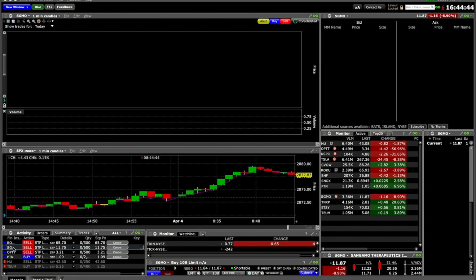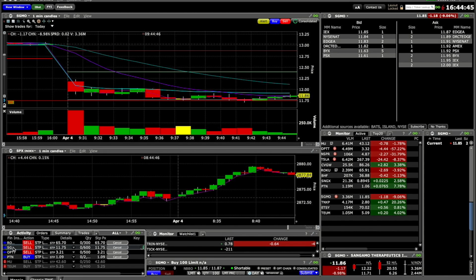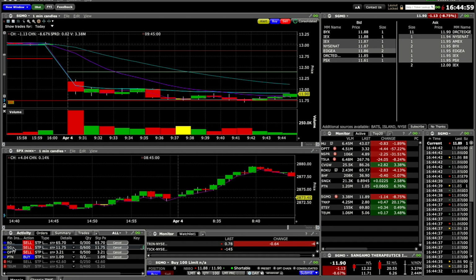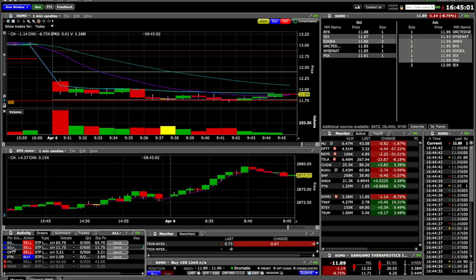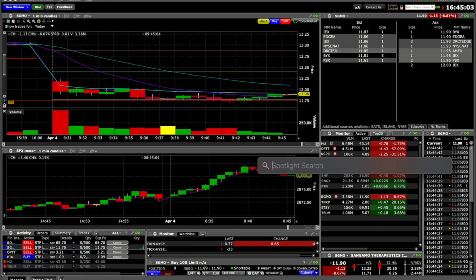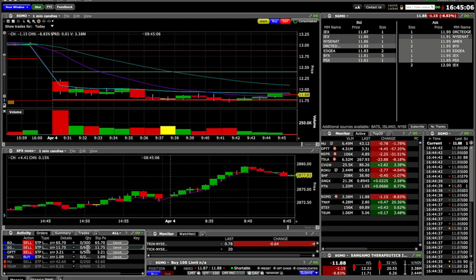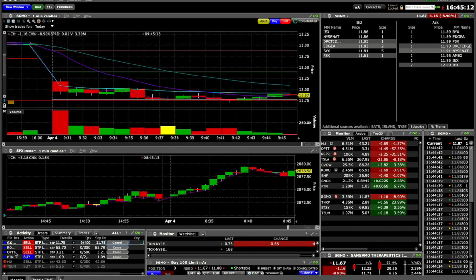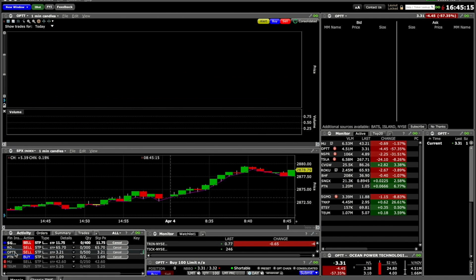Okay. See the other ones. Okay. SGML still looking good for short. Let's see if it will do what it's supposed to. And you can see the VWAP up there supporting us. And I will give it a little bit more breathing room. Again, the pattern is still there, so as long as the pattern is there, I'm good with it.